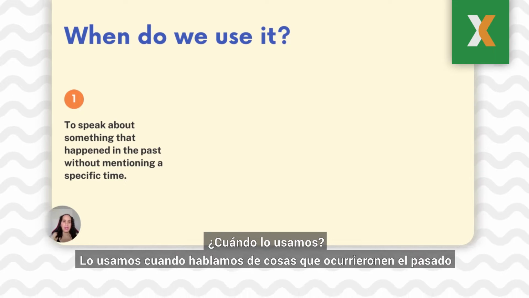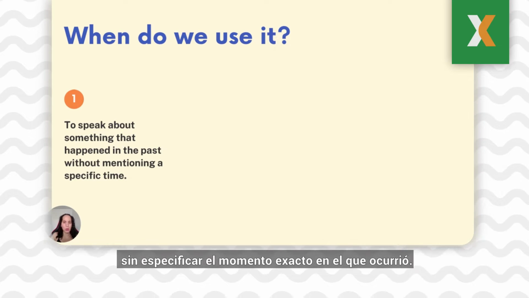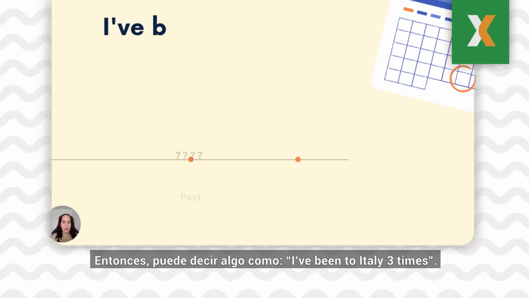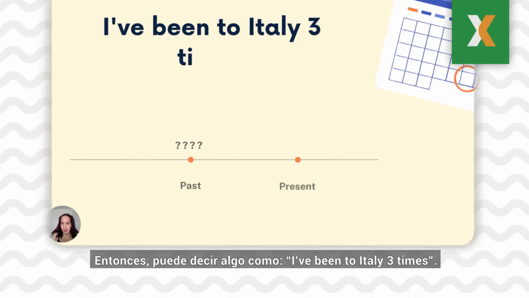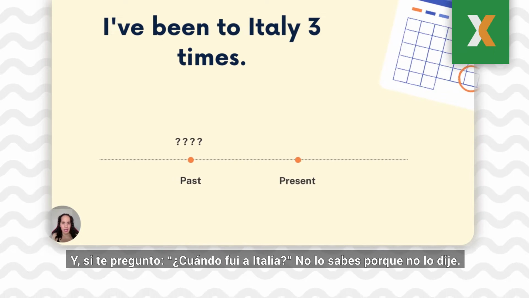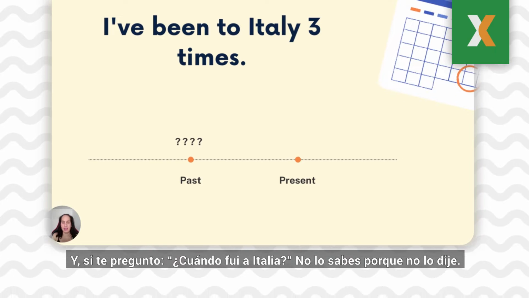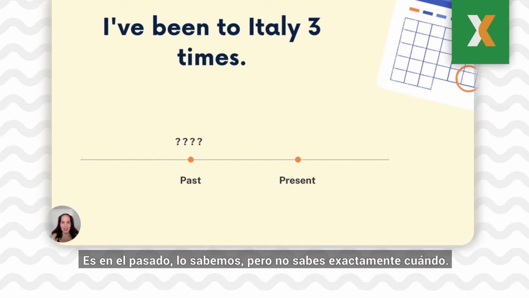We use it when we speak about things that happened in the past, but we don't really mention any specific time. So, I can say something like, I've been to Italy 3 times, and if I ask you, when did I go to Italy? You don't know because I didn't mention it. It's in the past, we know that, but we don't know exactly when.